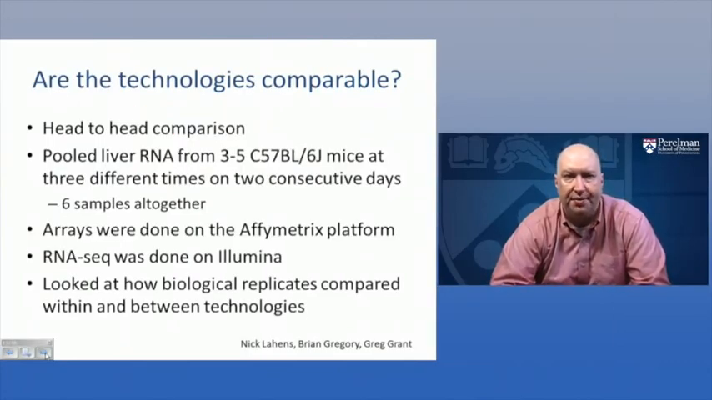So let's talk about whether or not the technologies are comparable. We're going to do an experiment here where we do a head-to-head comparison with exactly the same samples. Our samples are going to come from C57 black 6 mice, from 3 to 5 mice per sample, taken at 3 different times of the day on 2 consecutive days. So we have pooling, so we have overcome biological error and independent replicates. So we have biological error and technical error addressed there. The arrays were done on the Affymetrix platform, and RNA-seq was done on Illumina. And we looked at how these replicates compared both between and within technologies.